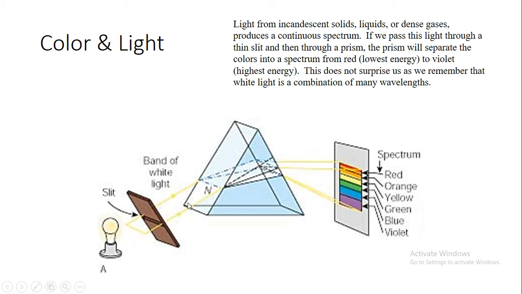If you have a light bulb, white light, from an incandescent bulb, and you pass this through a slit and then through a prism, what you'll notice is you have all of the spectrum, red through violet. What we either know or is some new information to us is that each of these colors represents a different wavelength or a different energy, and white light is a combination of many of them.